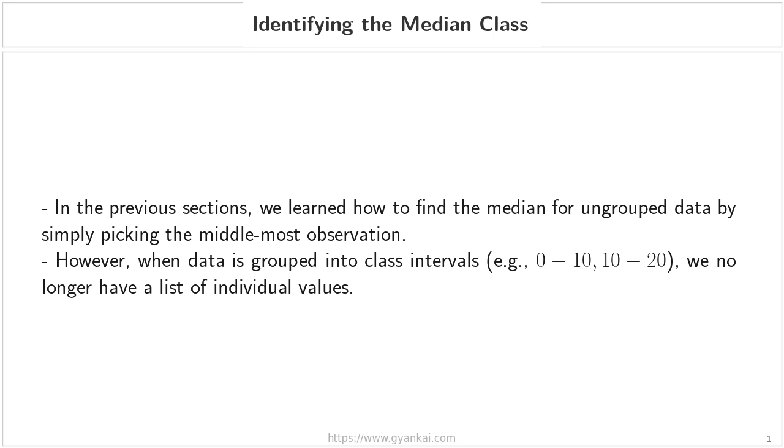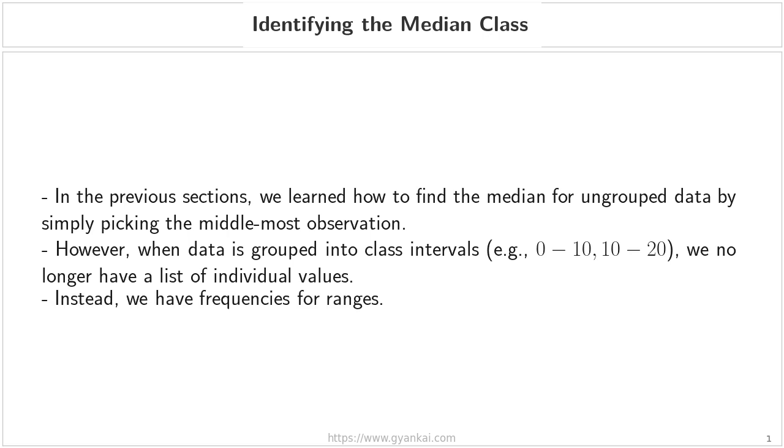Often, data is organized into what we call class intervals. For example, ranges like 0 to 10 or 10 to 20. When the data is grouped this way, we no longer have a simple list of individual, specific values to look at. Instead, what we have are frequencies, which tell us how many observations fall within each specific range.